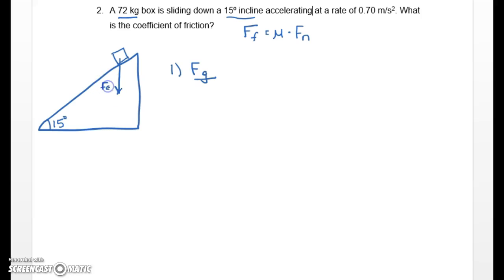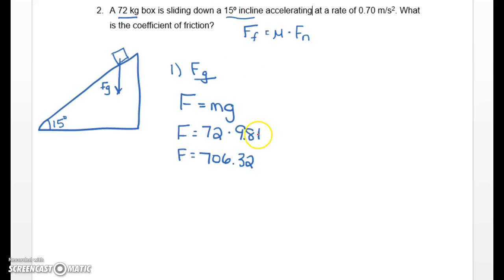I'll call this one F of G. To find the gravitational force that's acting on this object, we use the equation mass times your acceleration due to gravity. The mass of the box, as stated in the question, was 72, and your acceleration due to gravity, as we know on Earth, is 9.81. So if you plug it into your calculator, we should find that we get 706.32.